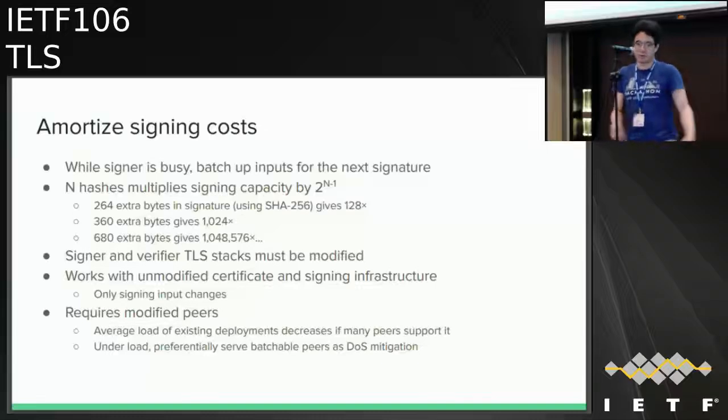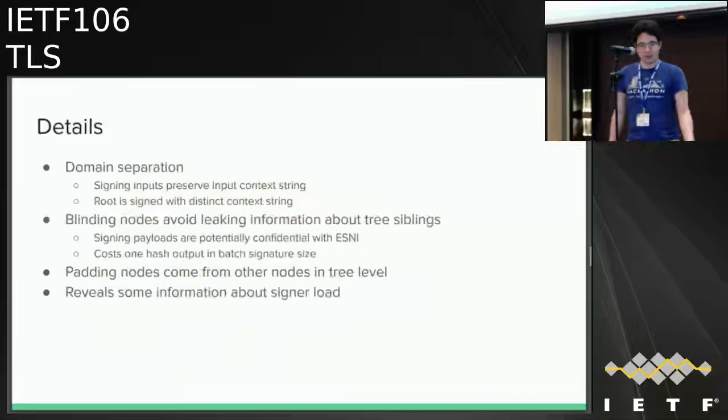And under load, when you're doing DDoS and have to decide which peers' requests to throw away, you can preferentially serve the batchable ones since they're much cheaper. And I've been intentionally saying peers throughout because this applies symmetrically on client or server, although usually the DoS concerns are on the server side.